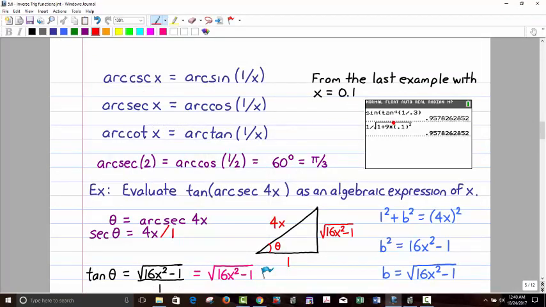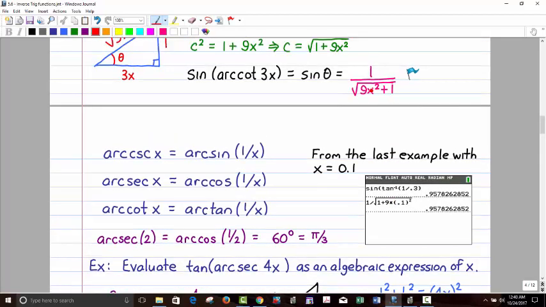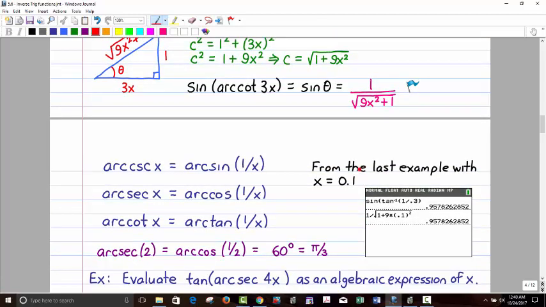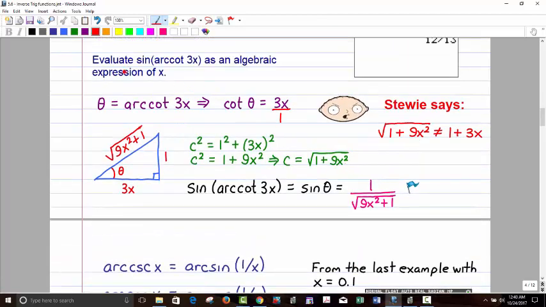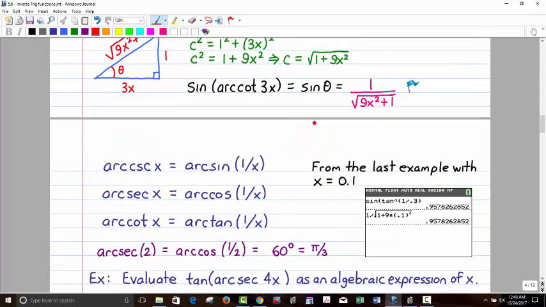If this algebraic expression is correct, of course you have to be careful what numbers you put in there. It's not going to work for all real numbers, so I picked something close to 0. This is not important; you're never going to have to do this for any reason. But I took 0.1 and evaluated sine of arc cotangent of 3 times 0.1, and it should equal that radical expression if you put 0.1 in there.